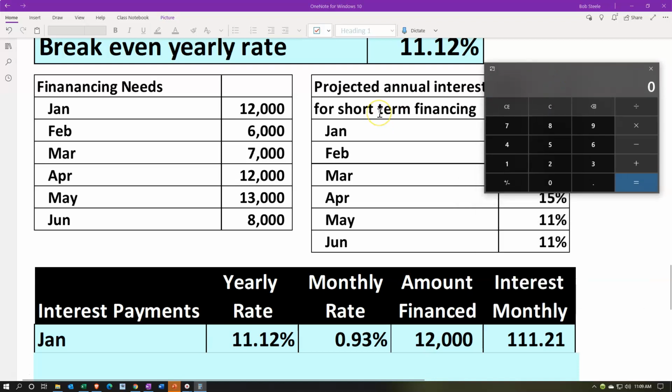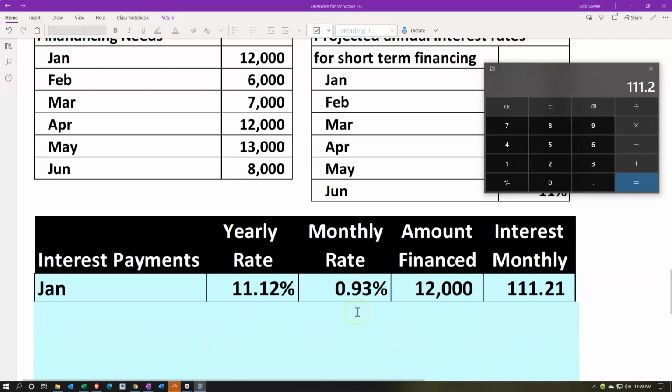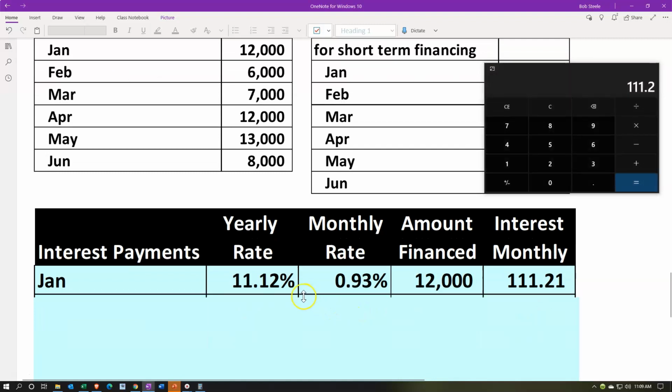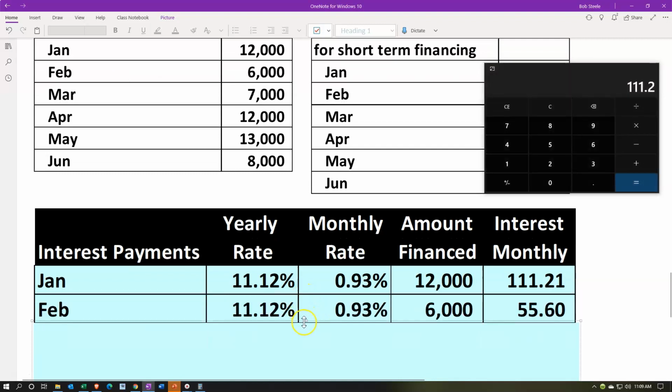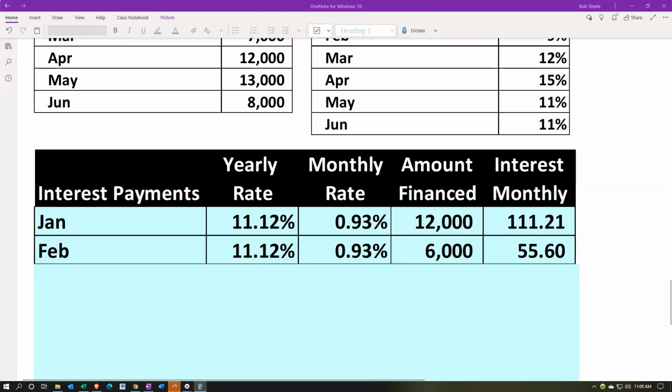So we're going to take the 0.1112 divided by 12. We get about the 0.93. Multiply that times 12,000, and we get about the 111.21. Again, it's rounded, so you have a little bit of rounding involved there. And then you've got February. Again, we're taking the same monthly rate times the 6,000. That's going to give us the 5560.